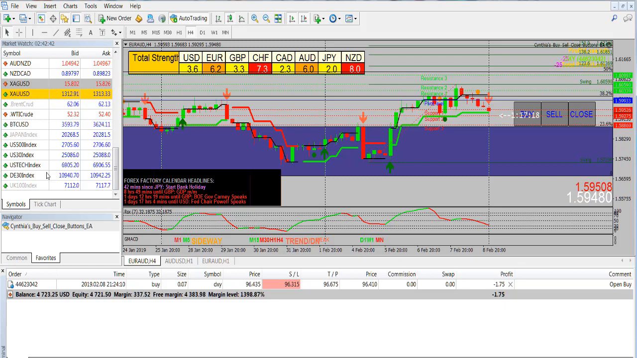I don't normally trade all of them. For instance, I don't bother trading Brent crude or this other crude, the oil. I don't trade oil, and I don't trade Bitcoin. Bitcoin spreads are huge.